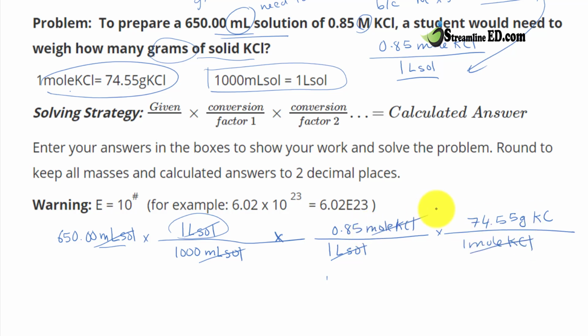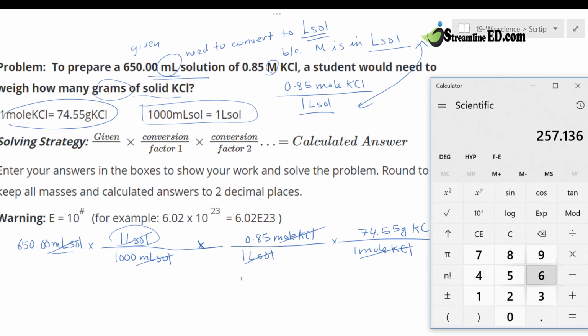It cancels out. And all we have to do now is multiply everything on top and divide everything on the bottom using a calculator. 650 multiplied by 1, multiplied by 0.85, multiplied by 74.55, divided by, on the bottom, 1,000, divided by 1, which we can ignore, and divided by 1, which we can ignore. So now what do we have? We have 41.188. That would be 41.19 grams.